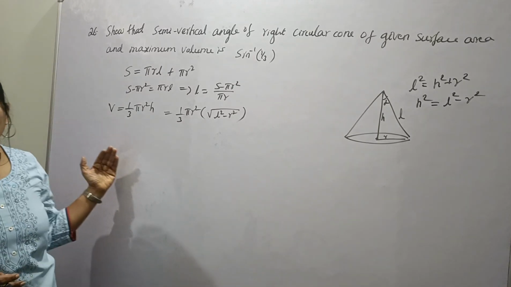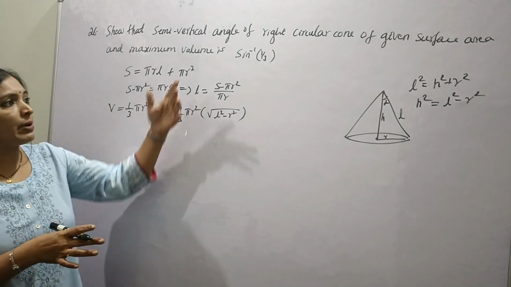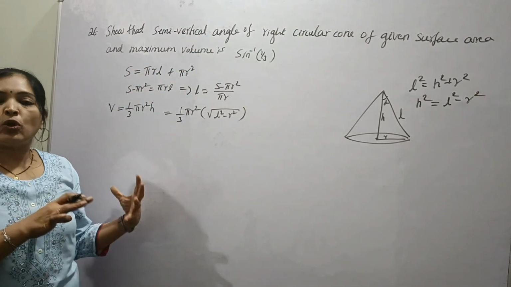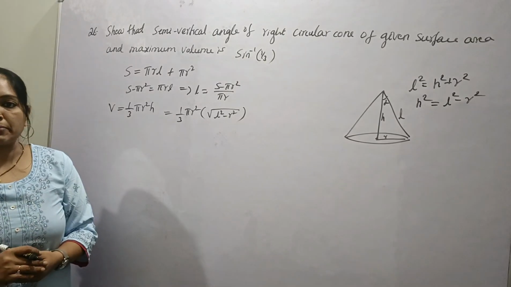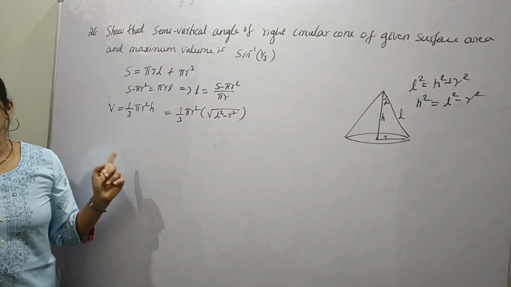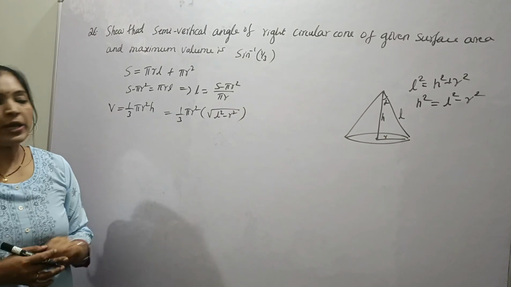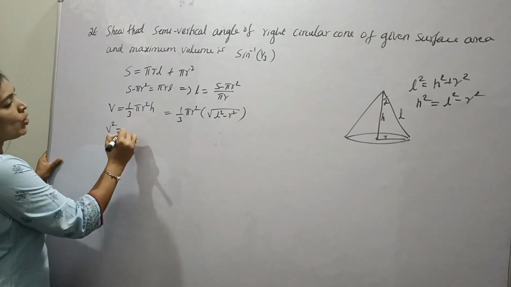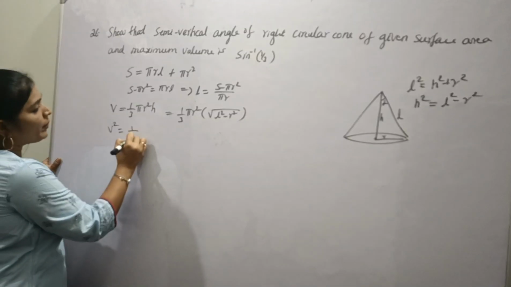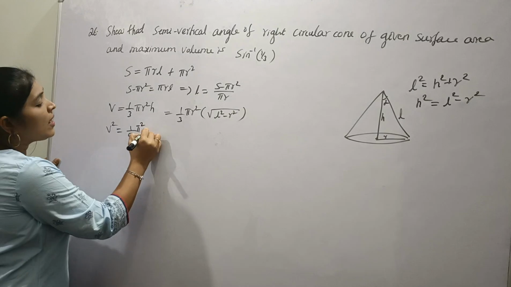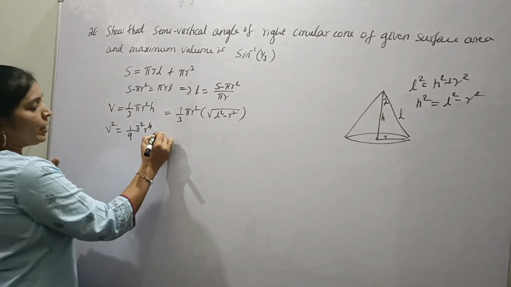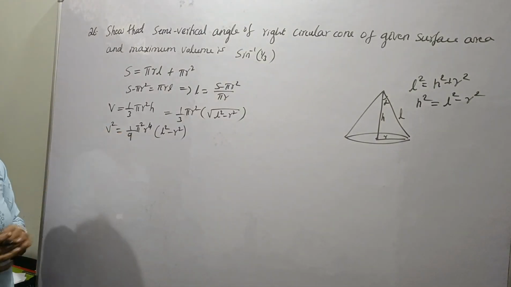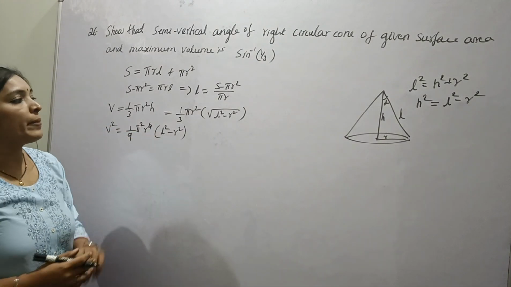So let's find V square. We have to prove that the volume is maximum. We know that if V square is maximum, then V is maximum. So it is better to square both sides so that this square root will be removed. So we will prove V square is maximum. Squaring on both sides, V square will be 1 by 9 pi square R raised to 4 into L square minus R square.